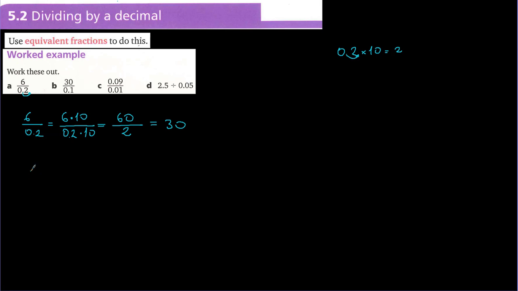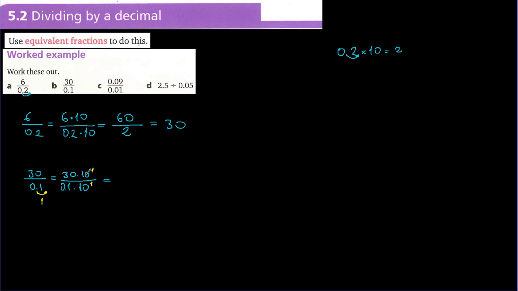Now let's continue with the second exercise. 30 over 0.1. To get rid of this decimal point, you need to move 1 unit to the right. So I'm going to multiply the numerator and denominator by the same power, 10 to the power of 1, over 0.1 times 10 to the power of 1. Why by 10 to the power of 1? Because to get rid of this decimal, I have 1 unit, so I need to multiply by 10 to the power of 1.